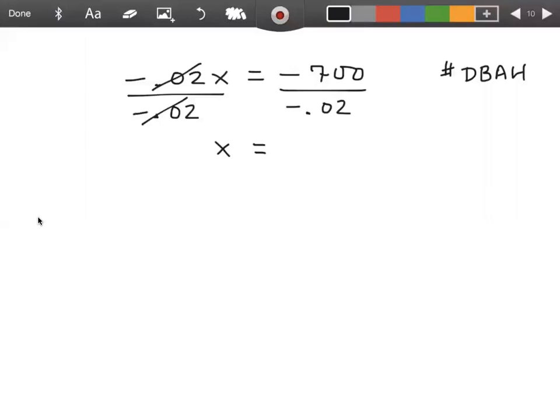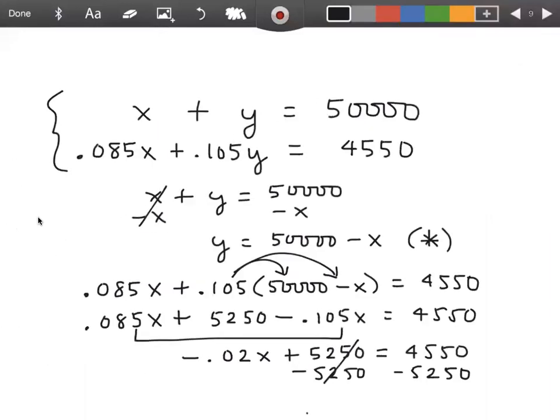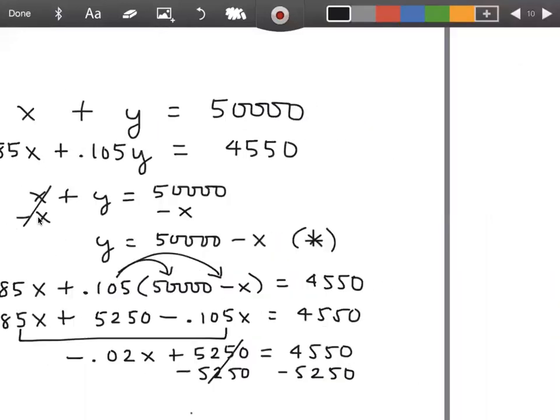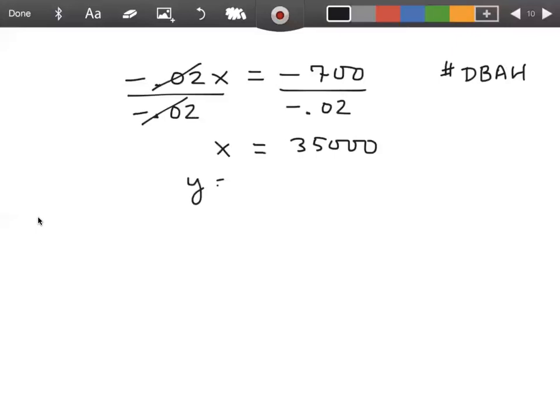Negative 700 divided by negative 0.02 is 35,000. So X is 35,000. Now we'll go back to equation star, which says Y equals 50,000 minus X.